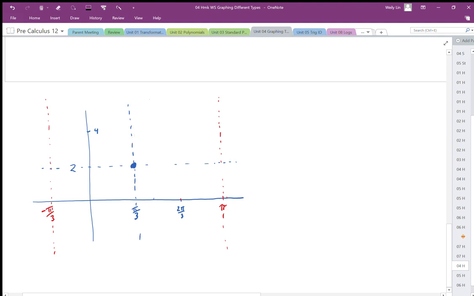Since the vertical expansion is 2, we could use the 45-degree coordinates, or halfway between the middle and the asymptotes. We're going to go 2 up here from the center, and 2 down here from the center, and the graph is just going to follow the asymptotes through that point, through the center, through this point here, and along the asymptotes here.